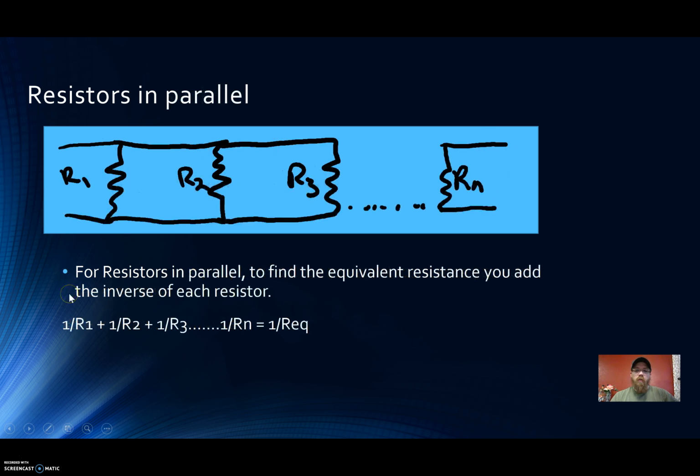Resistors in parallel are a little different. What you need to do is add the inverse of each resistor. So 1 over R1 plus 1 over R2 plus 1 over R3, and so on and so forth, will equal 1 over R equivalent.